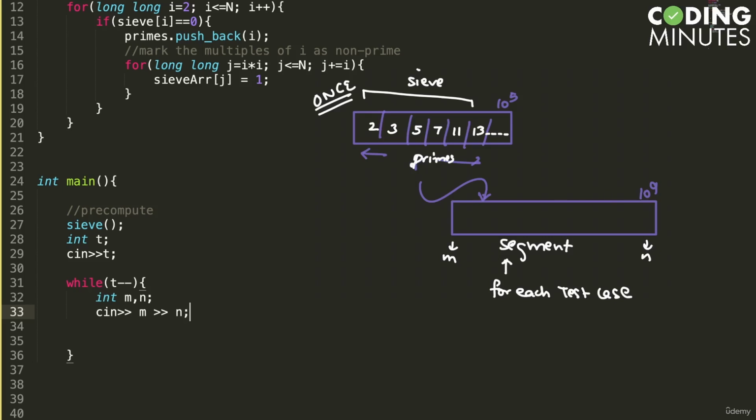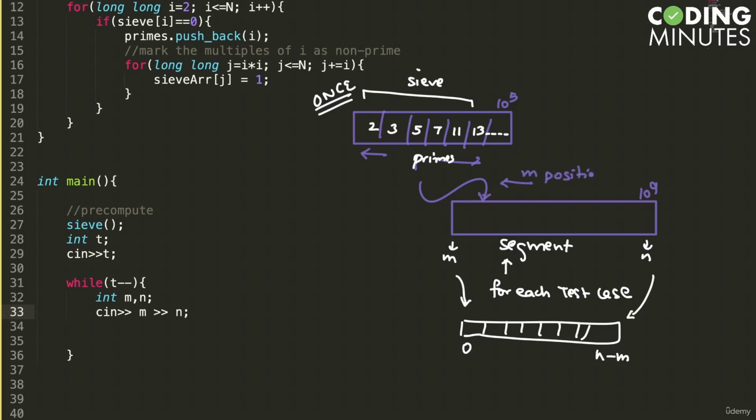We discussed that we will also do shifting, and due to shifting m will come to index 0 and n will come to index n minus m. So effectively, in the actual array, this would be mapped to index 0 and this would be mapped to n minus m. We subtracted m, so we shifted everything by m positions. What should be the size of this array? The size of this array should be n minus m plus 1. Why?